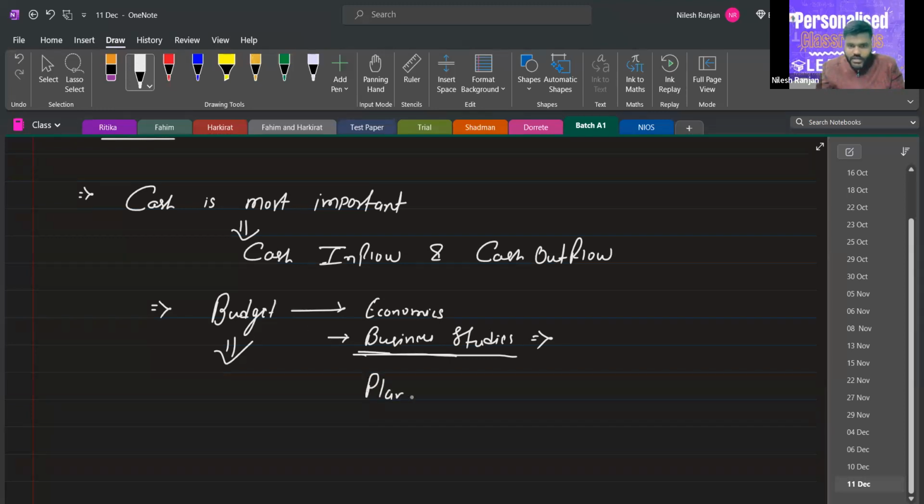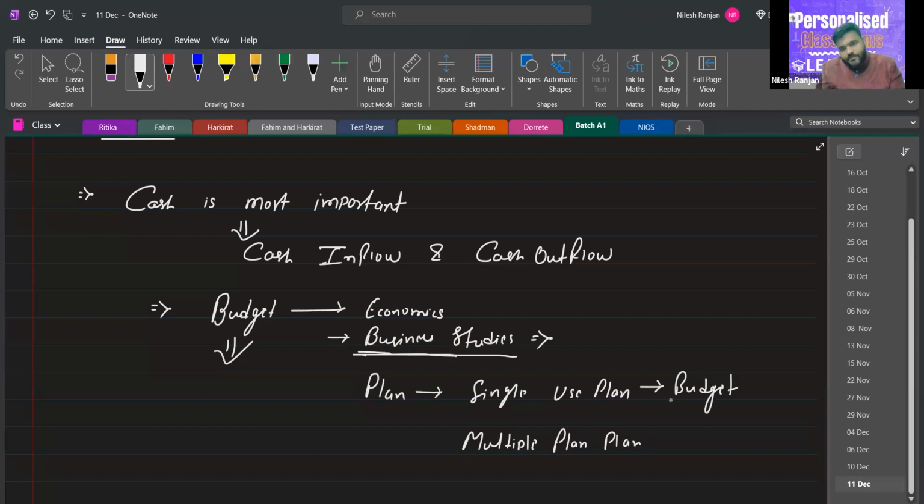Plan is divided into two parts: a single use plan and multiple use. So budget is part of single use plan. So this is our budget.